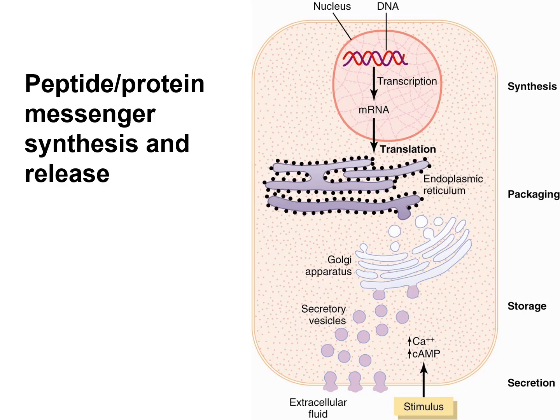And so we make it in the rough ER, package it in a vesicle, it'll go to the Golgi apparatus where it gets modified further, and then stored in these secretory vesicles until the pancreas cell gets the signal that it's time to release insulin, and then it'll release the insulin by exocytosis.